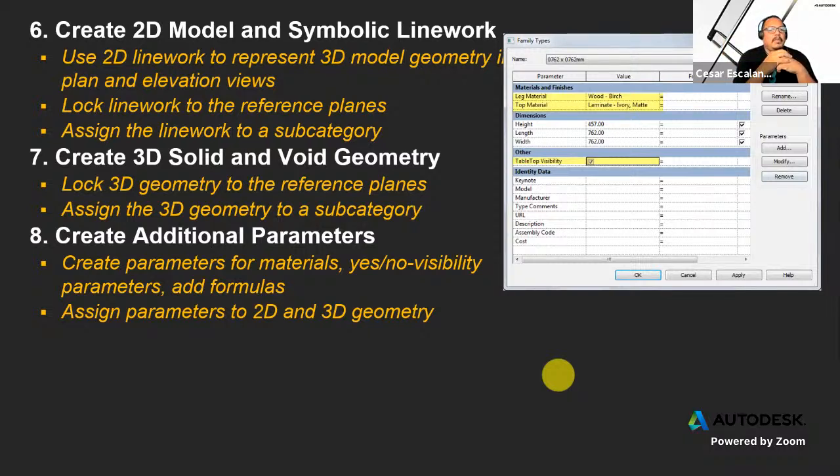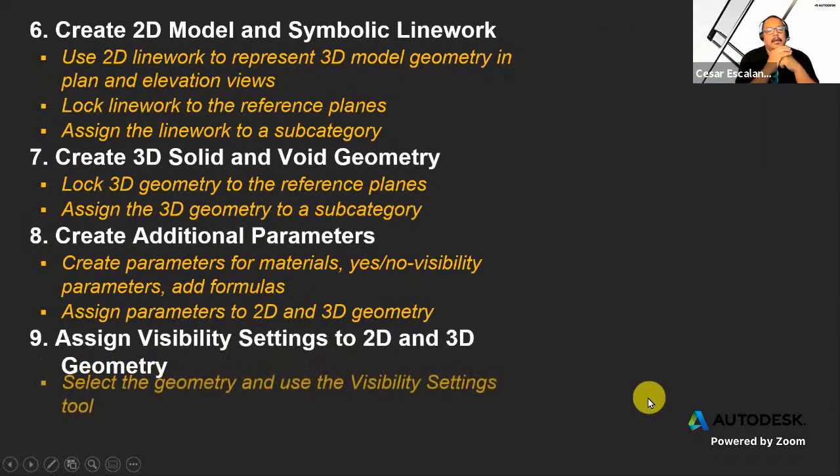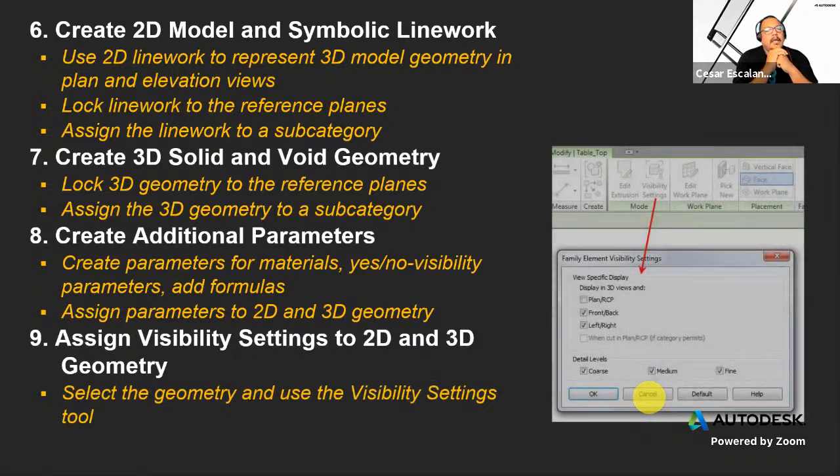If you want to display elements, if you want to provide the user the ability to switch components of the family, make it visible or not, you can create yes, no parameters. You can also add formulas if needed. Then we assign the visibility settings of the 3D geometry.